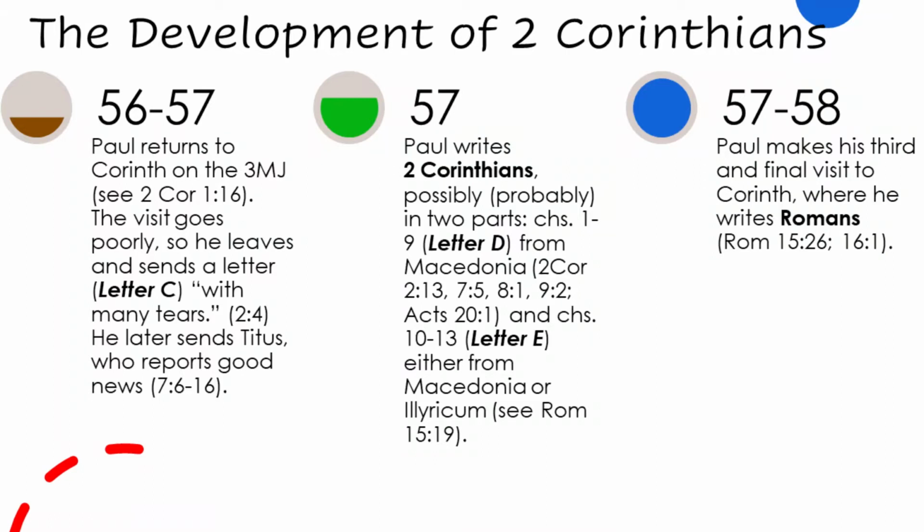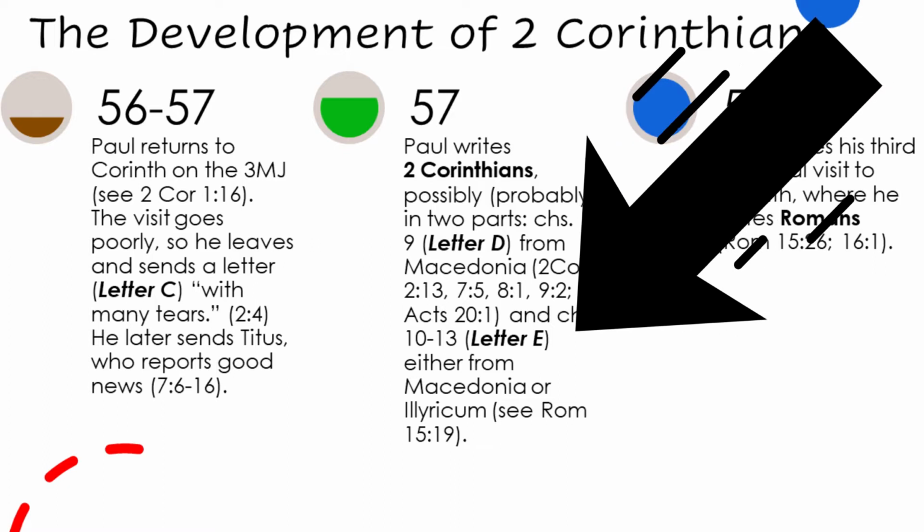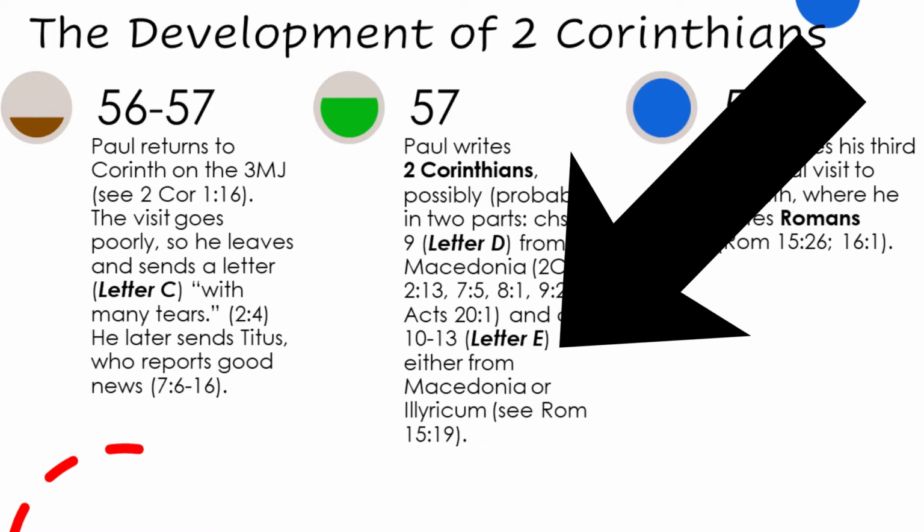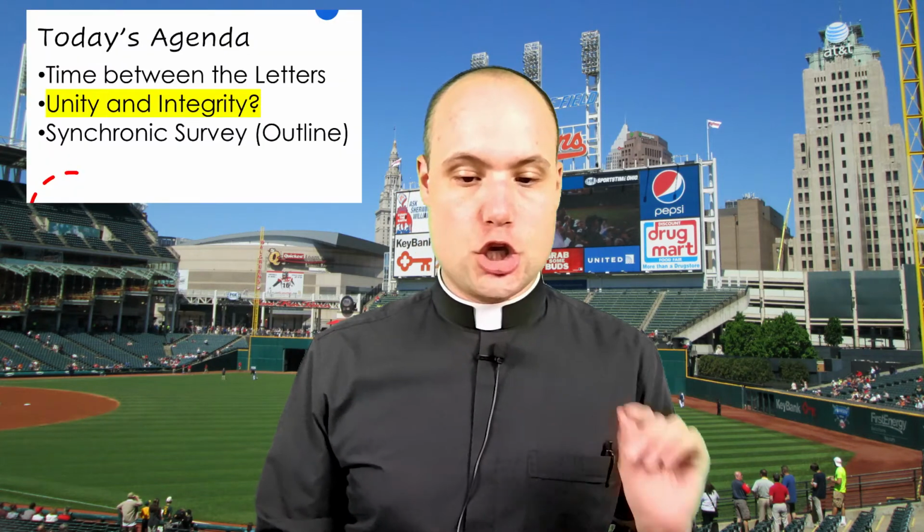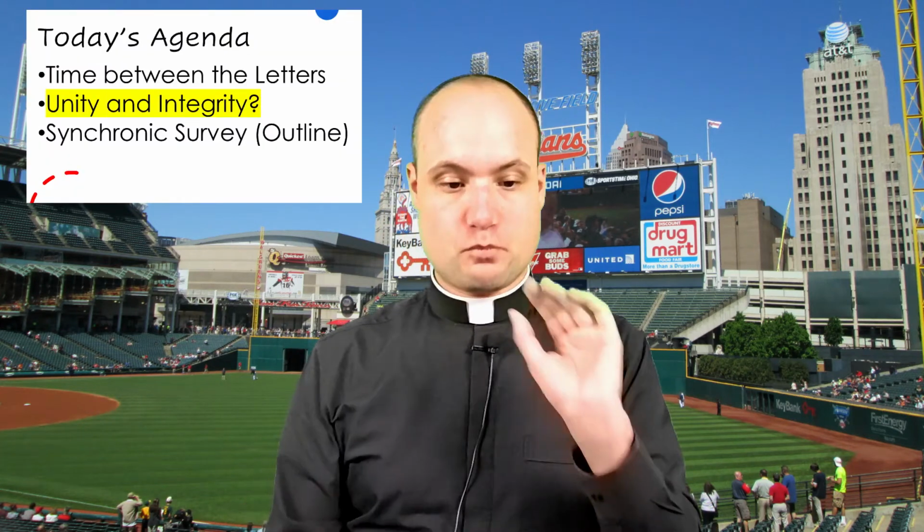That there was this letter D, the letter of reconciliation, and then what currently comes to us as the latter part of 2 Corinthians is part of a separate polemical letter, which they call letter E. And that gets us to our second topic of the day, unity and integrity. You'll remember we talked about this earlier in the course.